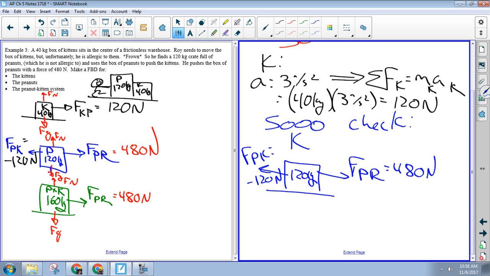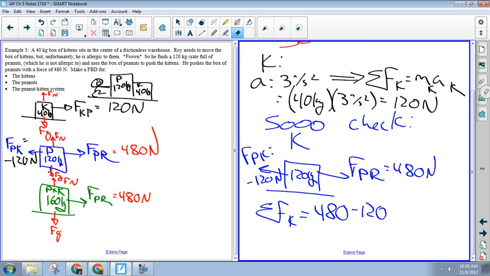All right. What can I do now, you guys? Find the net force on the peanuts. What are we going to get, you guys? 360. It should be the peanut system, Mr. Riker, not the kitten system. Oh, I'm sorry. Oh, shoot. Yeah, thank you. Peanut system. Sorry. Everybody back on board? Yes. Am I going too quick? Are we good? We're solid.